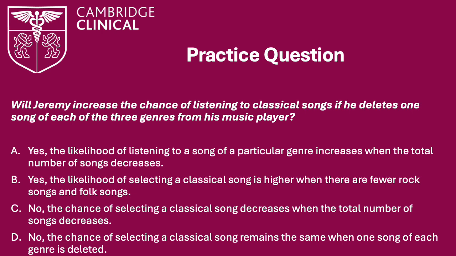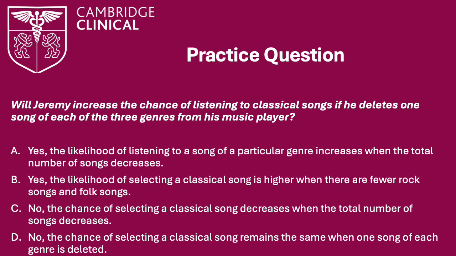So it says here, A, yes, the likelihood of listening to a song of a particular genre increases when the total number of songs decreases. B says, yes, the likelihood of selecting a classical song is higher when there are fewer rock songs and folk songs. C says, no, the chance of selecting a classical song decreases when the total number of songs decreases. And D says, no, the chance of selecting a classical song remains the same when one song of each genre is deleted. So why not pause the video now and see if you can work out which one of these is correct.